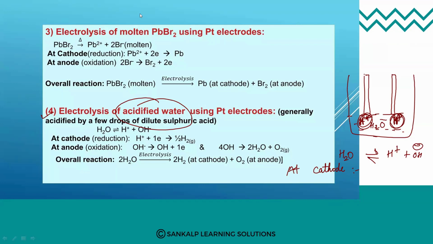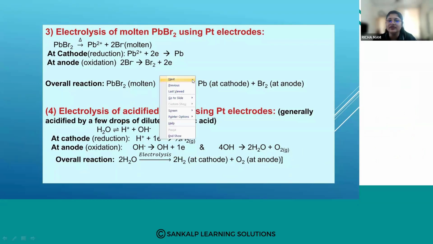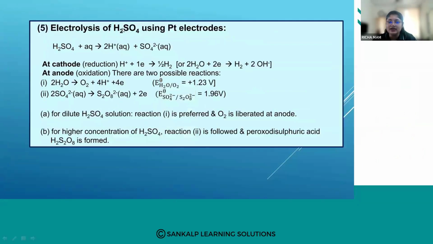Half H2 gas. And at anode, that is oxidation, OH minus gives you OH plus 1 electron, or 4 OH minus giving you 2 water plus O2 gas. So the overall reaction becomes H2O, after undergoing electrolysis, splitting into 2H2 at cathode and O2 gas liberated at anode. So this is another example of electrolysis. These are different electrolytic cells.